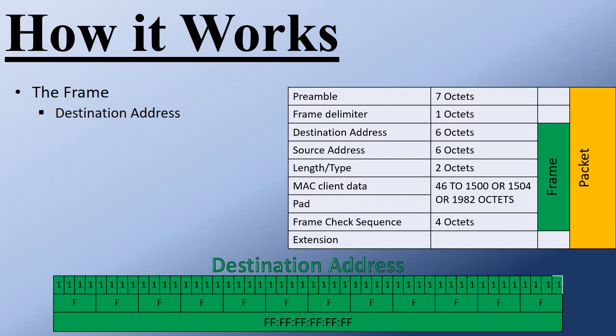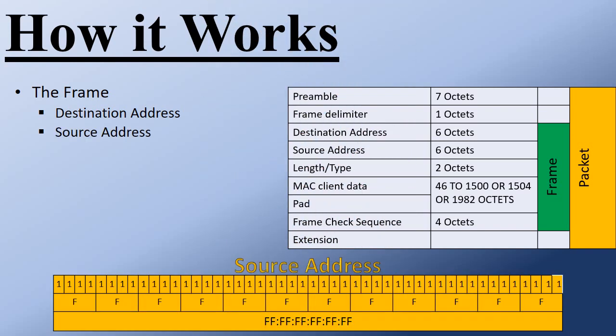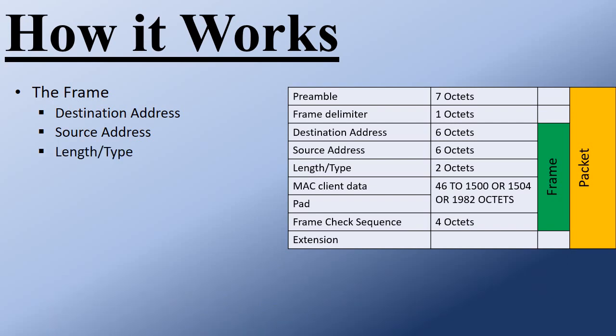The address can specify either a single physical address, a broadcast address, or a multicast address, such as the one in our example, which, fun fact, broadcasts to all stations on the LAN. Likewise, the source address is the same size and specifies where the packet is coming from, much like a return address on an envelope. Next, we have the length type field of the frame.